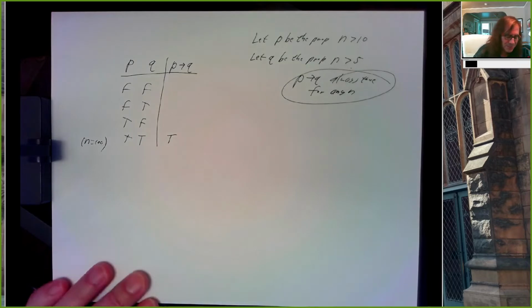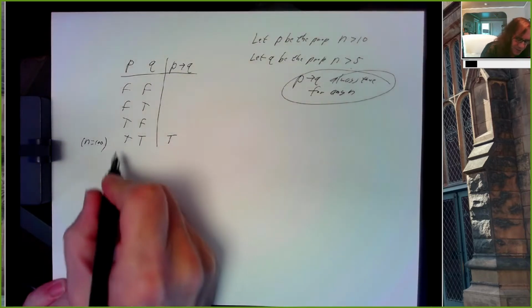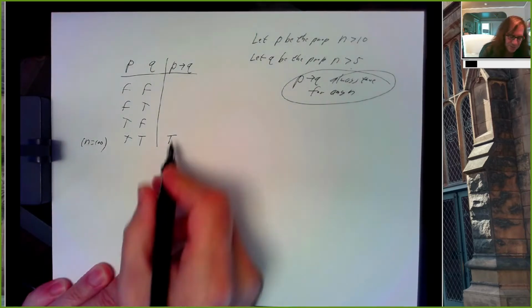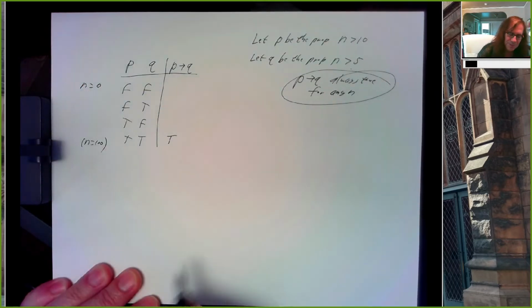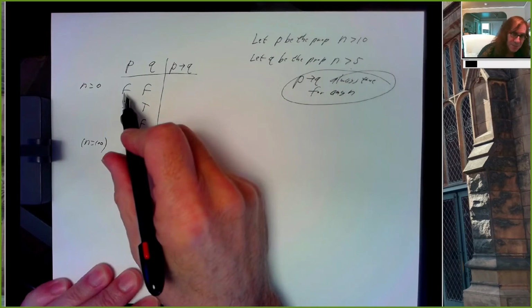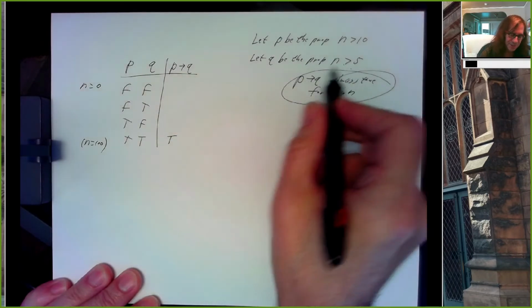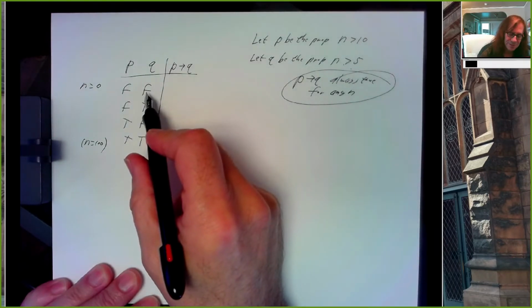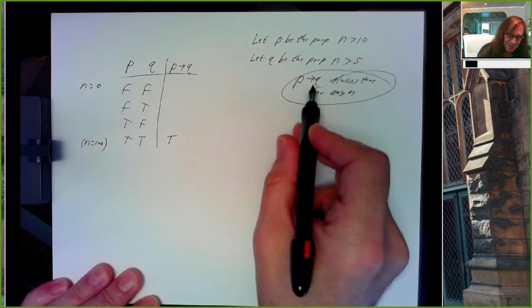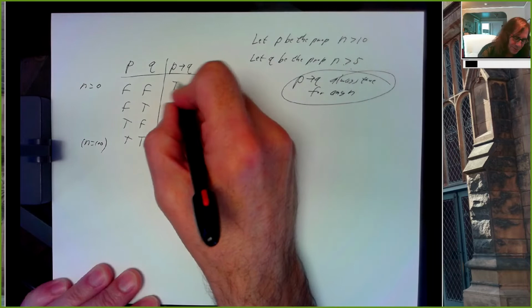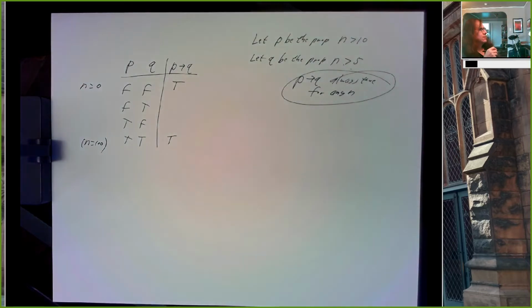So let's try some representative n's. If n is 100, that's true, that's true. This should be true. If n is equal to 0, well, it's not bigger than 10, so P is false. It's not bigger than 5, so Q is false. But we know that for any n, P implies Q should be true. So I still have to put a true in that row of the truth table.